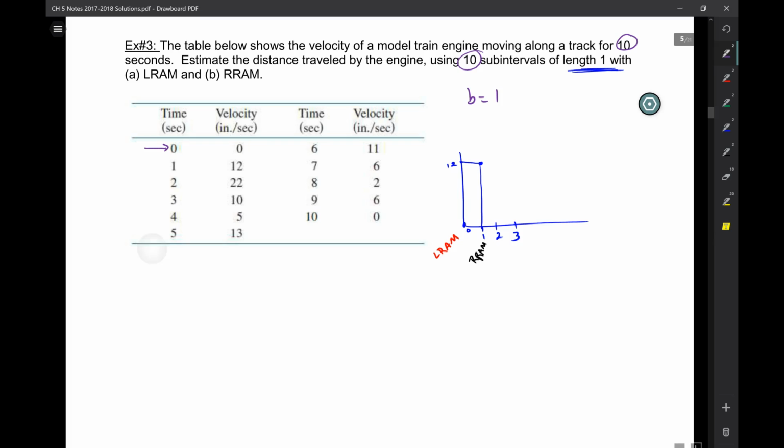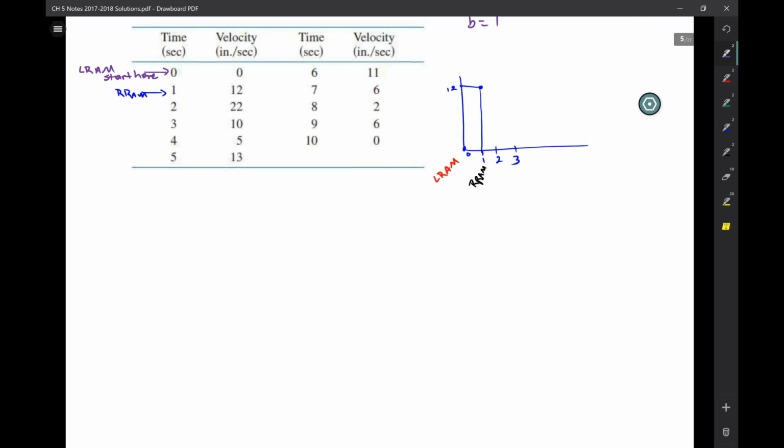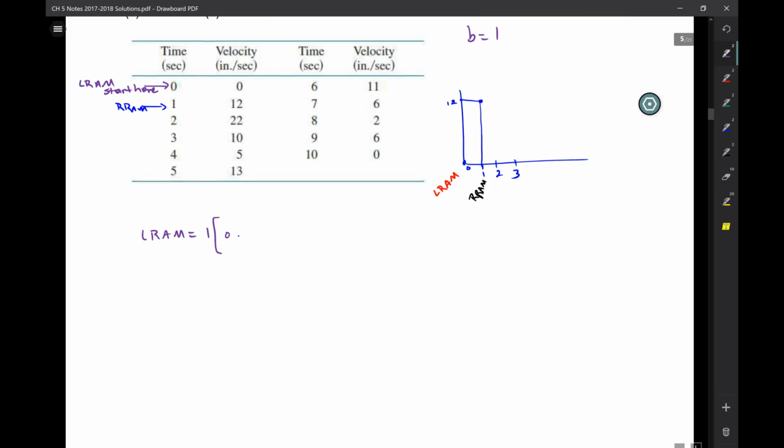So, for LRAM, start here. For RRAM, start here. In LRAM, you always stop one before. You always have to have as many terms as you have rectangles. So 10 in this case. So LRAM is going to be the base times height 1, height 2, height 3, height 4, up to height 10. Okay? No squared. You're given them now.